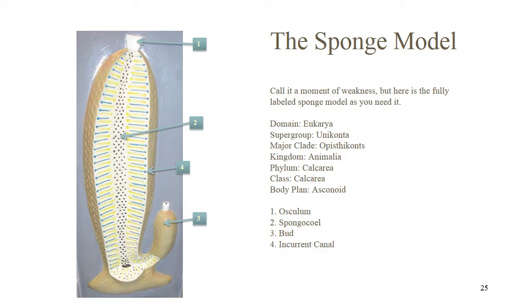Here is the idealized sponge model. We know water comes in through these in-current canals into the spongocoel, and then out through the osculum. And here is complete sponge taxonomy.